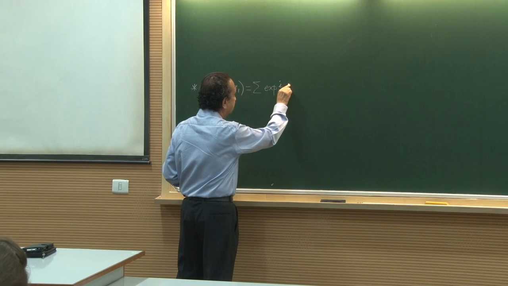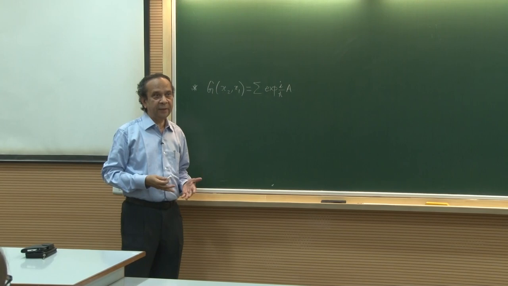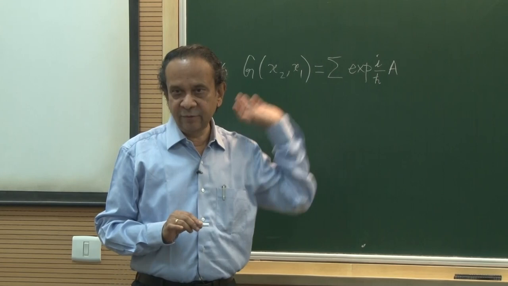And I also showed you that this action can be an integral over a Lagrangian L dt, and the form of L we have obtained. We obtained it for a particle in a gravitational field, and then in its non-relativistic limit it reduces to a form like kinetic energy minus potential energy. All that we have done.